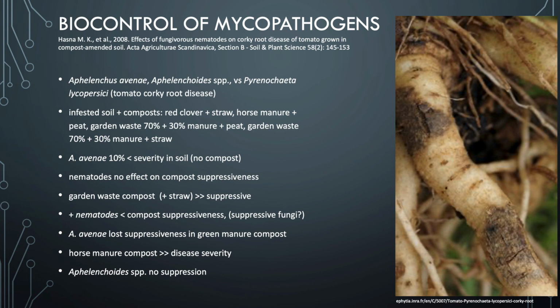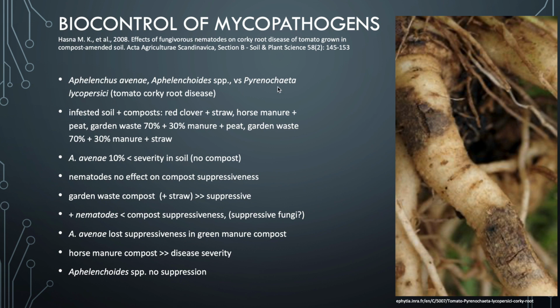Let's now look at a couple of examples of what it looks like when fungal-feeding nematodes are researched for their potential as a biocontrol of micropathogenic fungi, or those fungi that are associated with plant disease in agriculture. So in this particular study, Aphelenchus avenae and Aphelenchoides species were examined for their potential to suppress the tomato corky root disease, which is associated with Pyrenochaeta lycopersici.